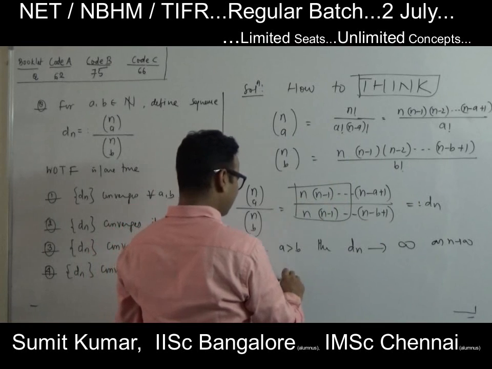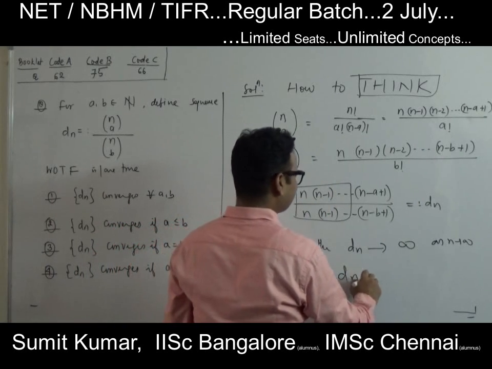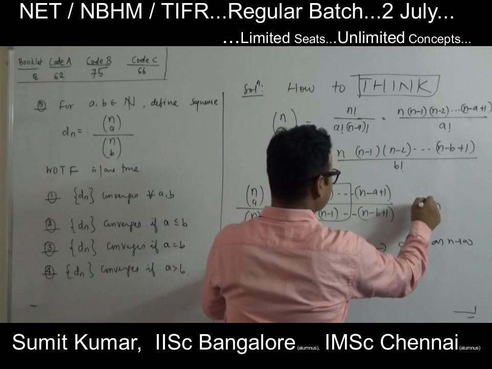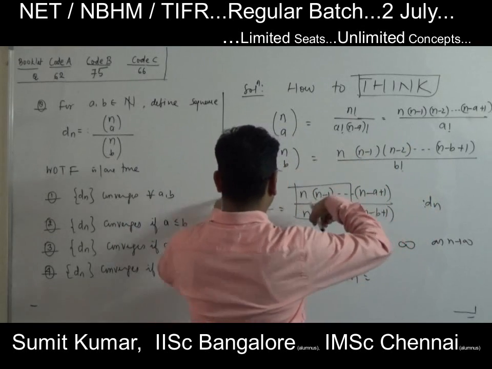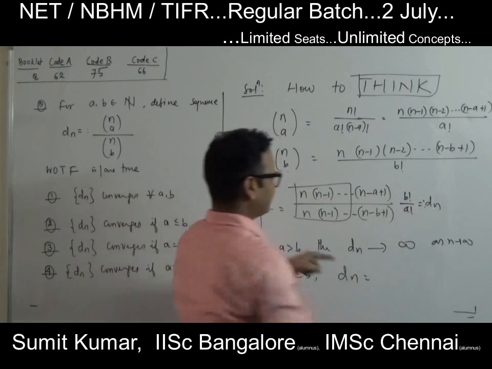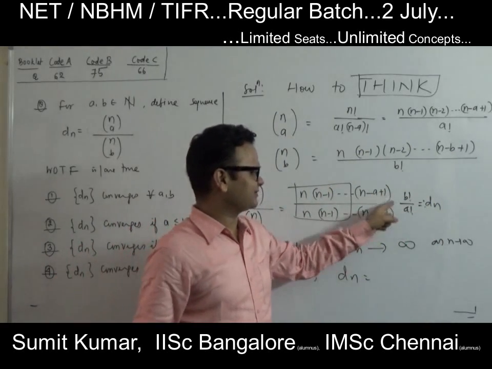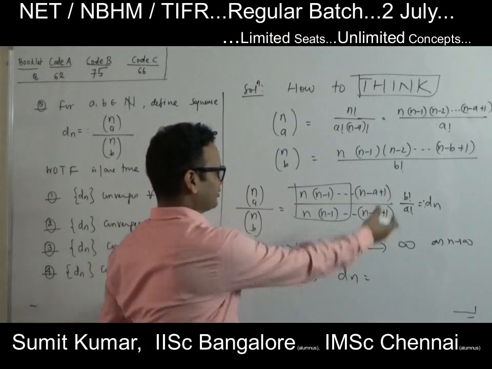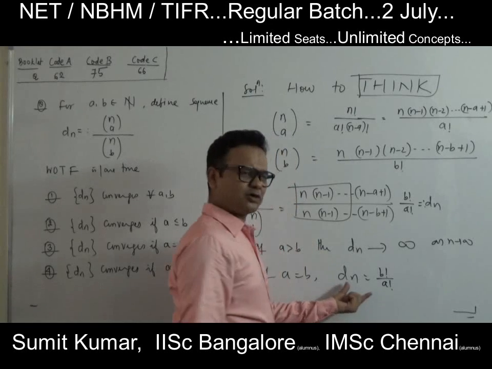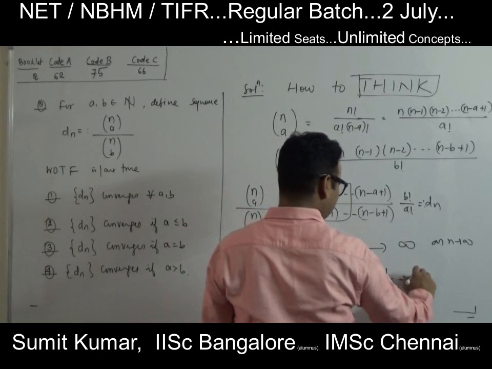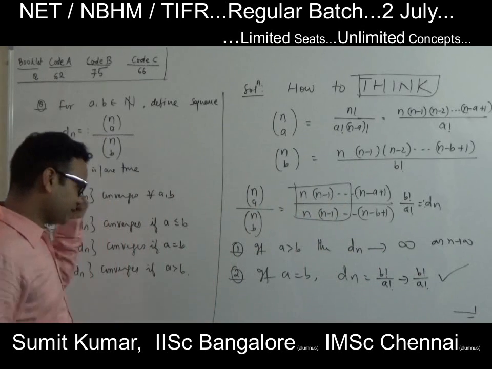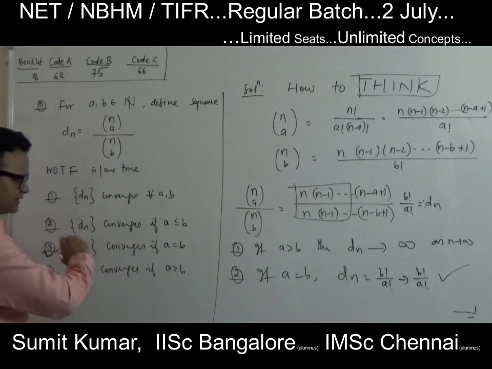Second, if a equal to b, then Dn is exactly b factorial by a factorial. This is a constant value. This is a constant sequence, and a constant sequence always converges as n tends to infinity. So for a equal to b, the sequence converges.